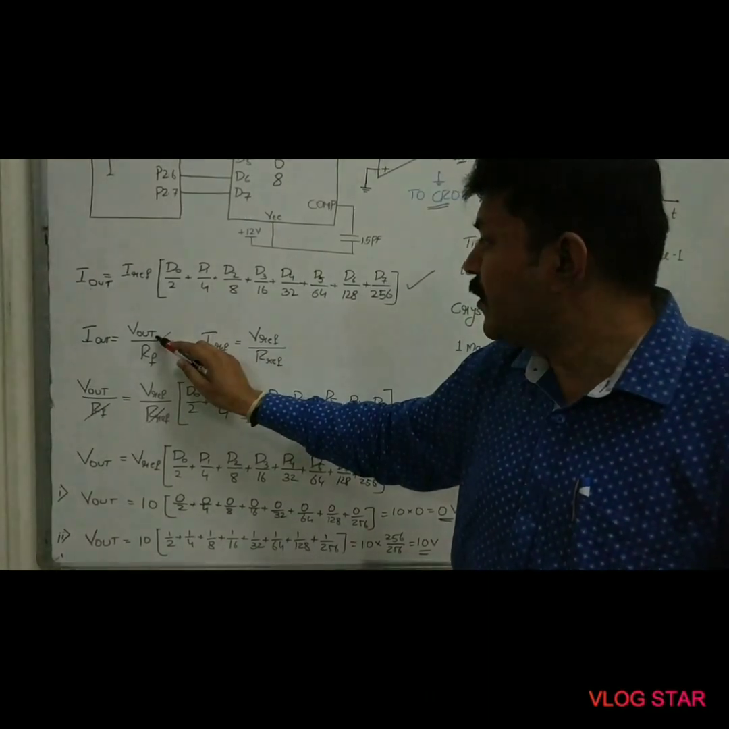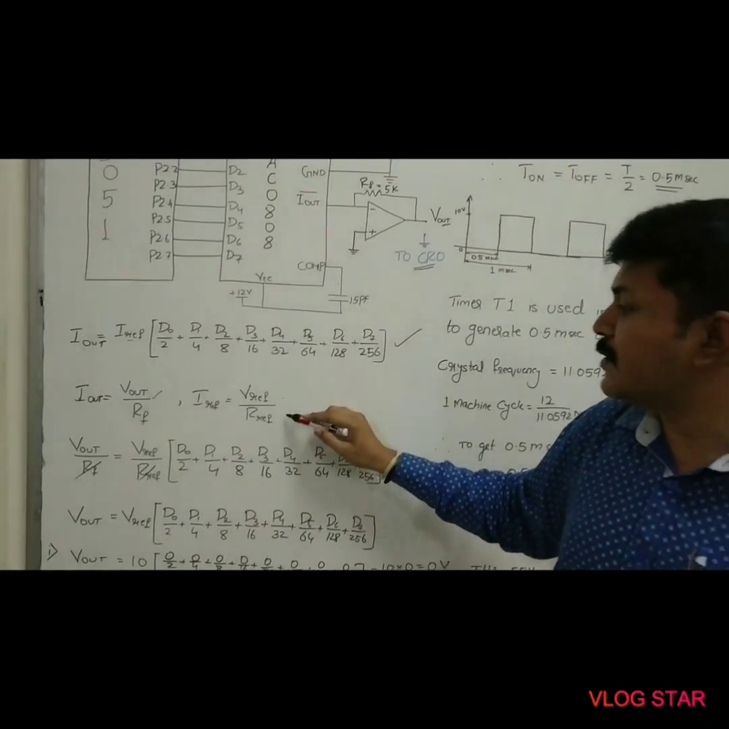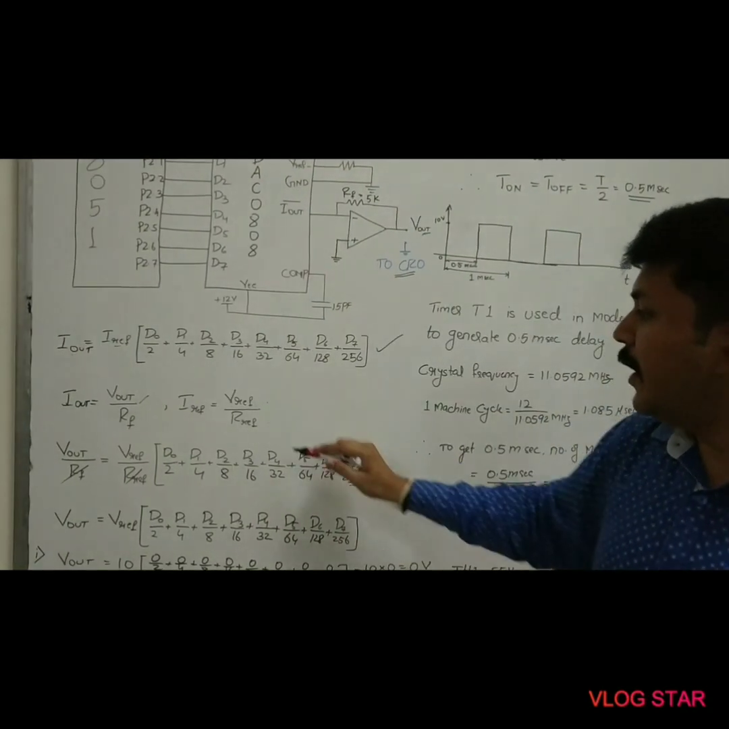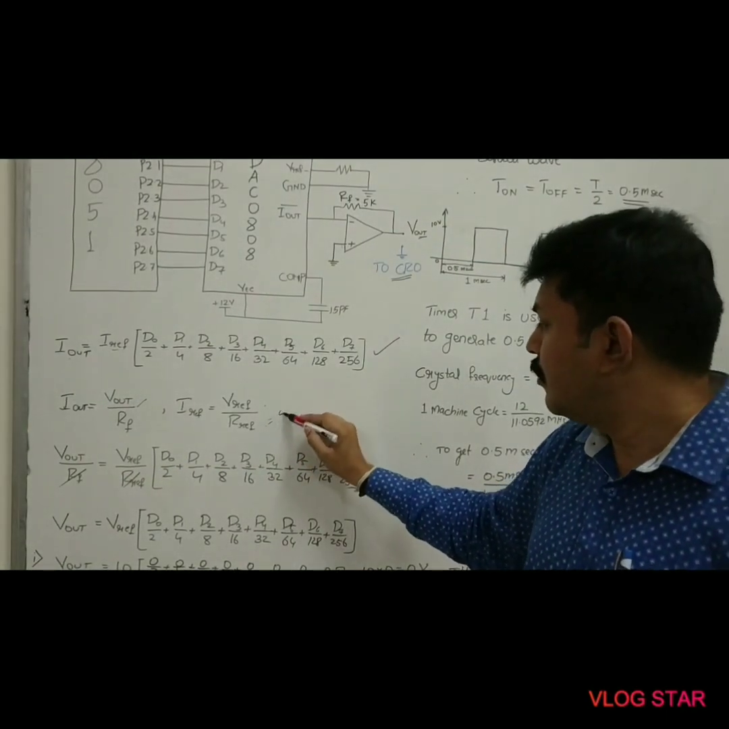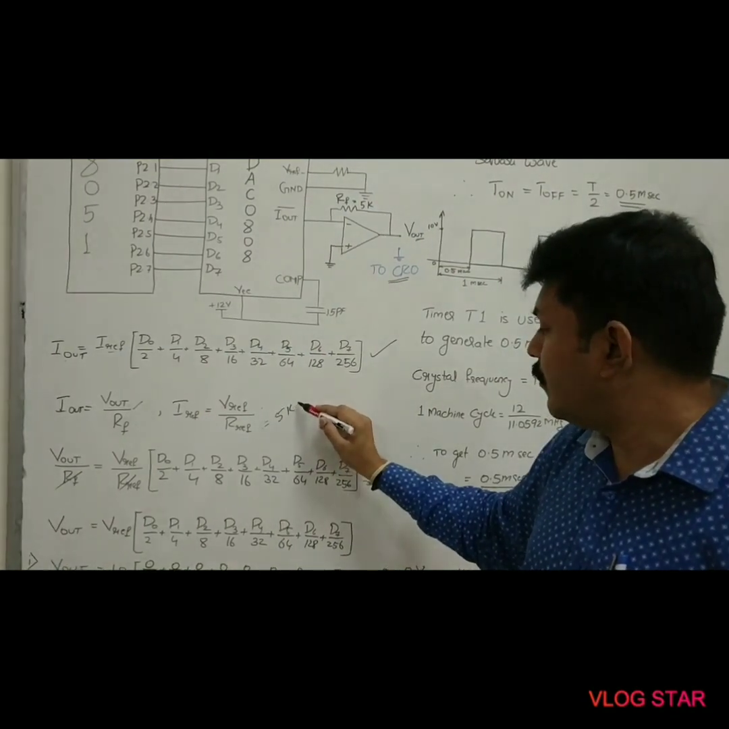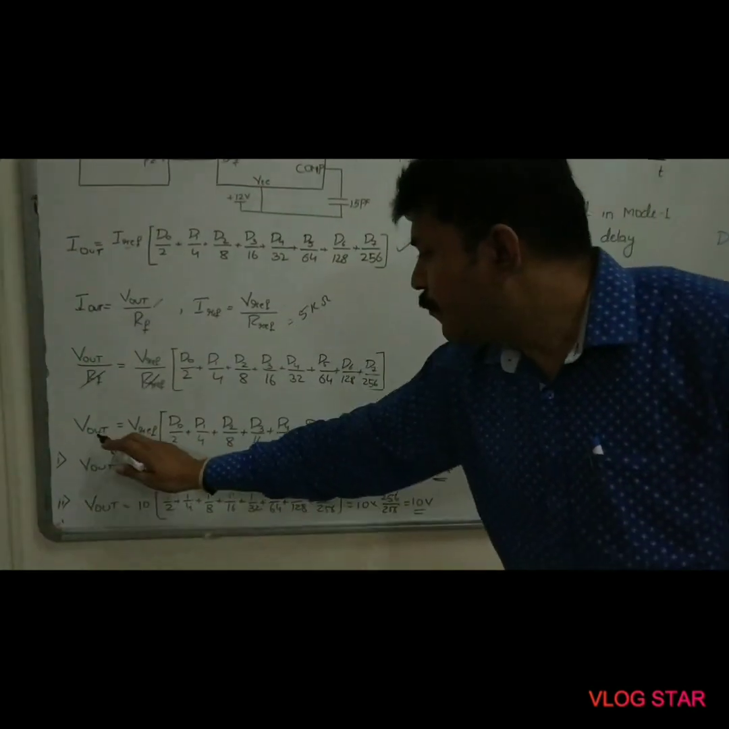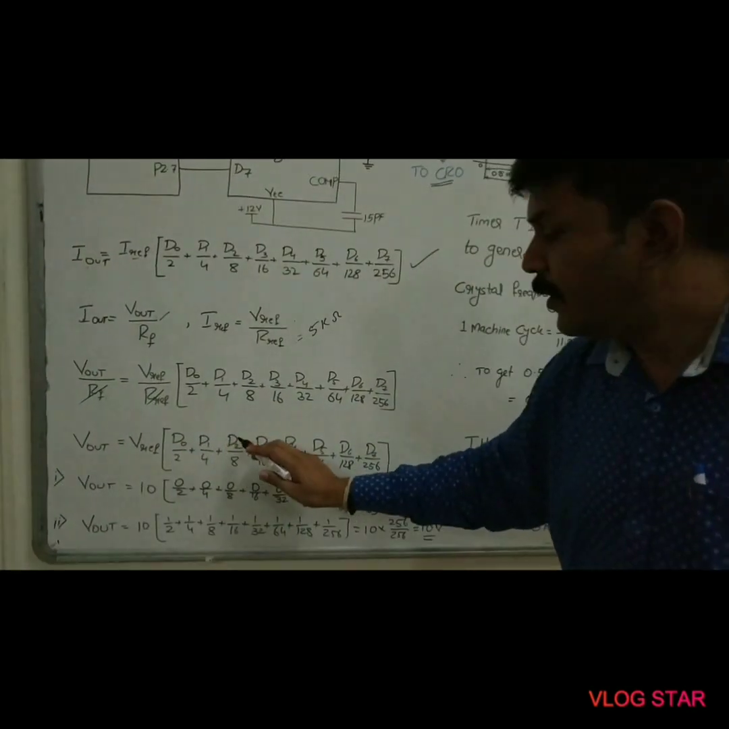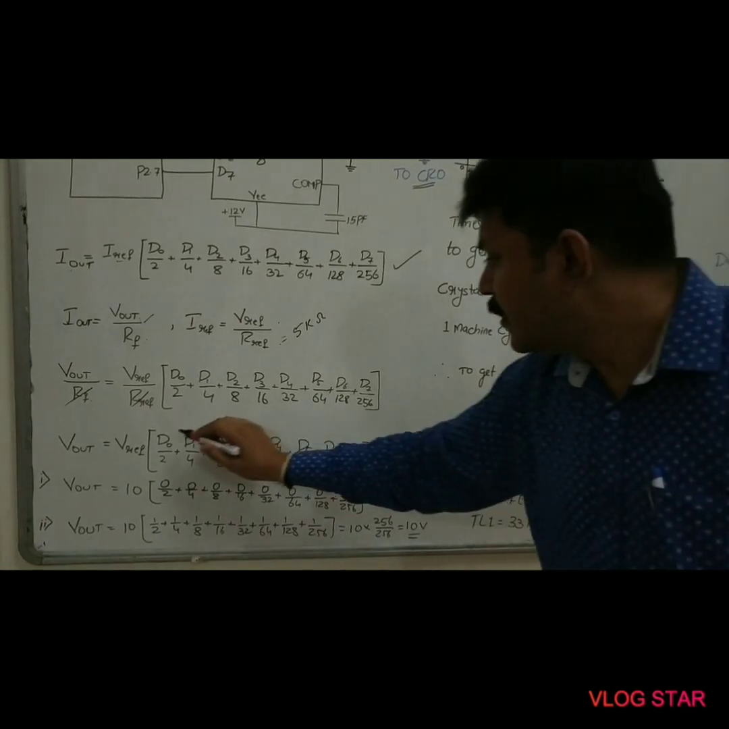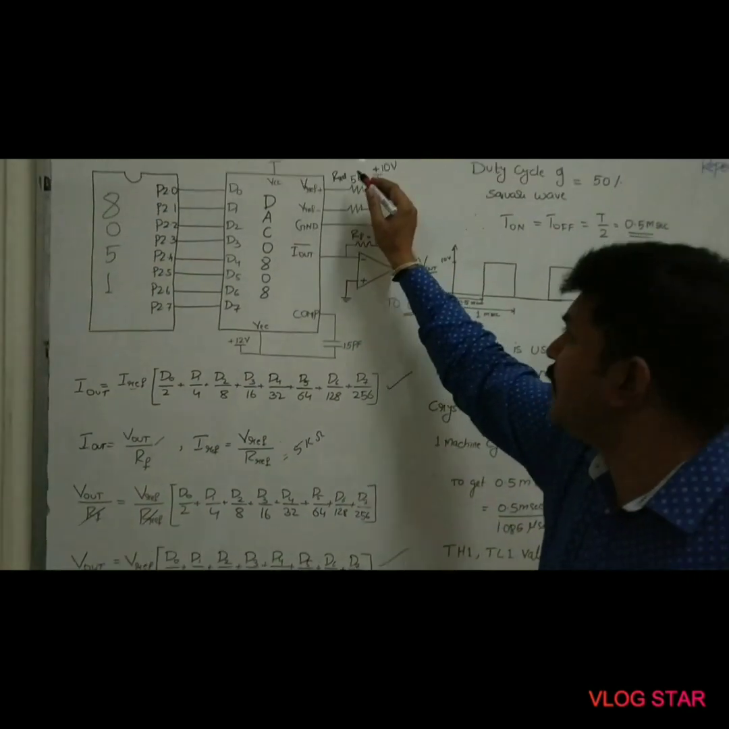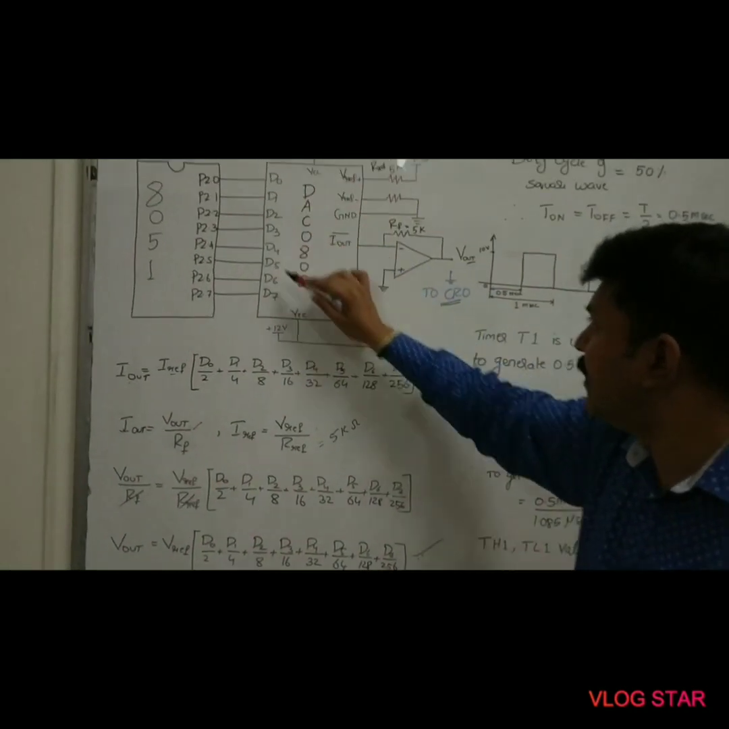I out I replace by V out divided by R reference, and I reference is replaced by V reference divided by R reference. Here RF and R reference are both 5 kilo ohm. So they get cancelled, and you will be left with V output is equal to V reference and the other part of the expression. This is the expression which represents this entire circuit.